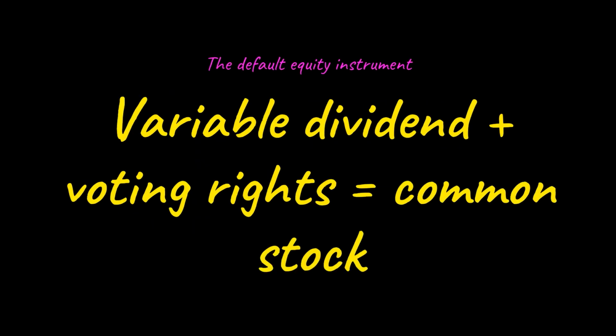Remember, common stock is the default ownership instrument in any corporation. Whenever you see variable dividends paired with voting rights, especially in employee equity programs, common stock is the right answer.